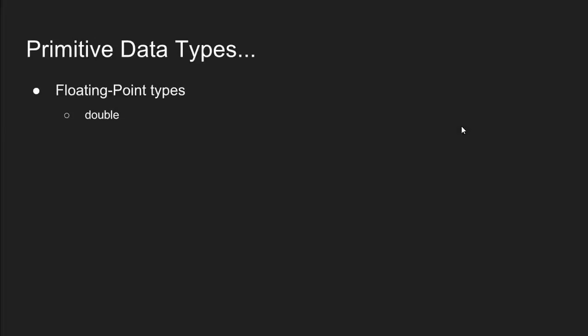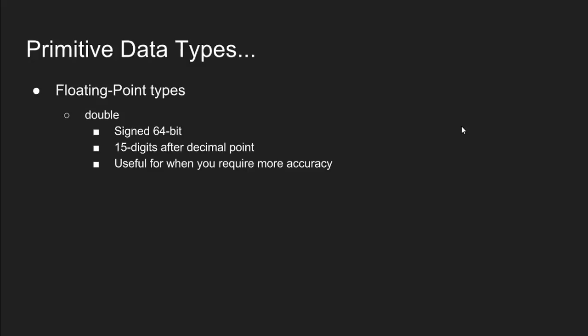Double. It is a signed 64-bit data type. It can represent at most 15 digits in the fractional part. It is useful when you require more accuracy. Example.